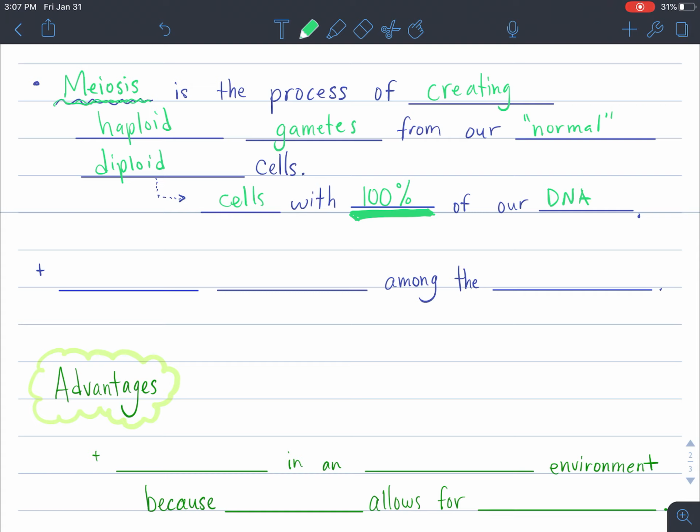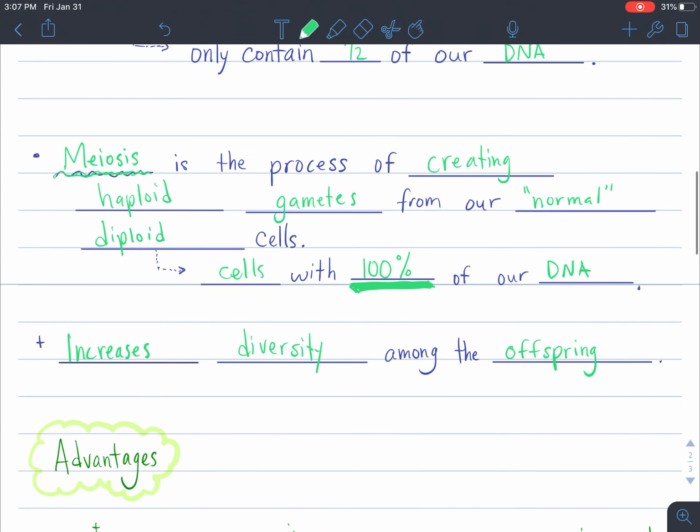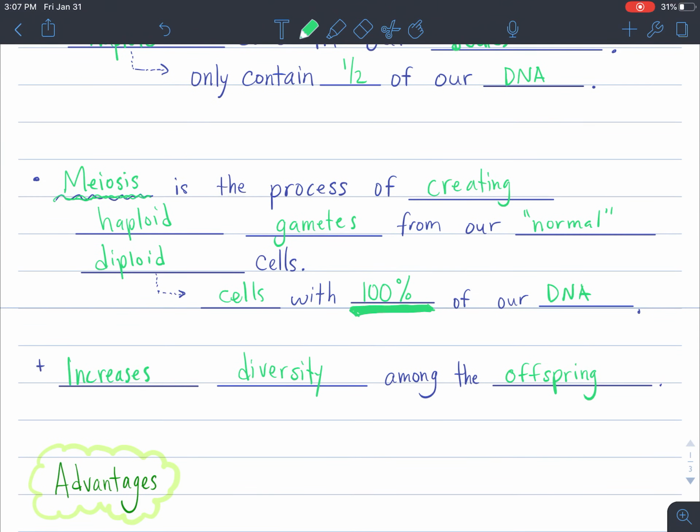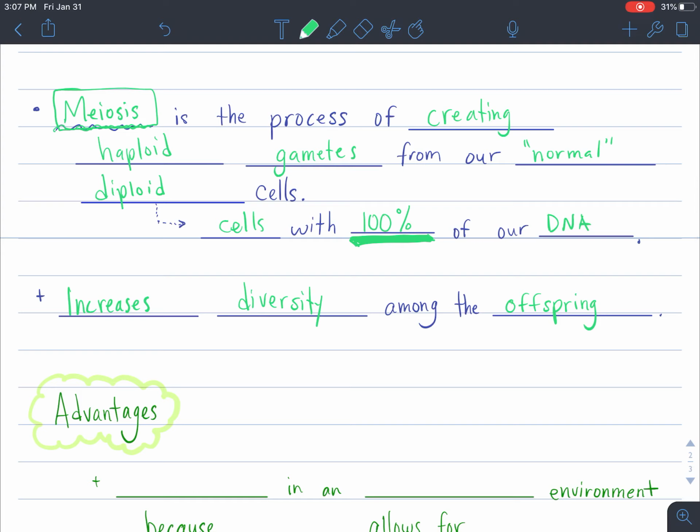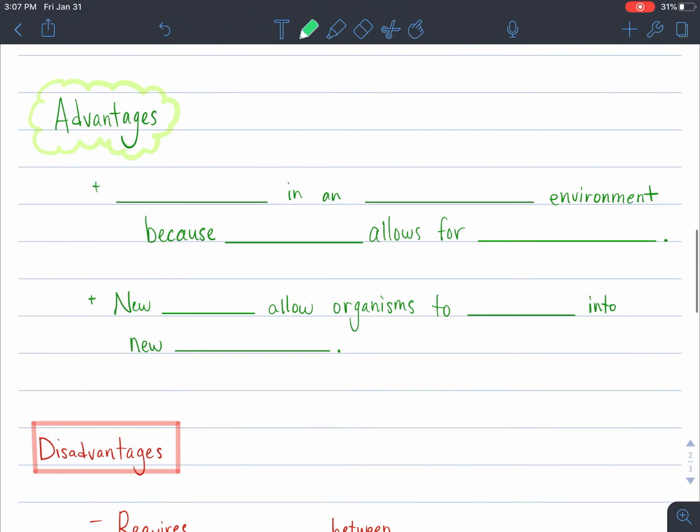So, meiosis is a great process because it increases diversity, how much differences there are. It increases the diversity among the offspring, the babies. So with sexual reproduction, you need a sperm and an egg. In order to make a sperm and an egg, it has to go through meiosis. Our cells go through meiosis to get half of our DNA in one of those cells. And since you get half from mom and half from dad, we have a lot more diversity amongst our babies because our babies are a combination of mom and dad.